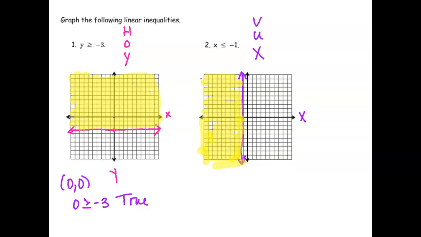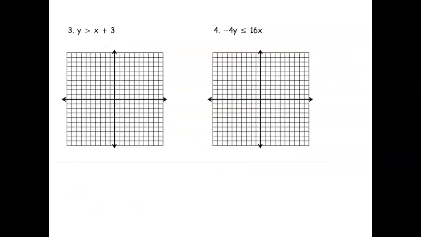So when we check our 0, 0 point, if we plugged in 0, 0, we would say 0 is less than or equal to negative 1. Well, that's a false statement. So we know that the point 0, 0 would be on the false side. Okay. All right, so let's look at the next 2 examples.